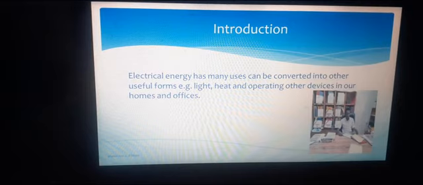electrical energy has many uses. It can be converted into other useful forms, e.g., light energy, heat energy, and operating other devices in our homes and in offices. Remember, in our homes, various appliances that we use require electrical energy, e.g., radio, television, laptops, and many others. Even the bulbs that we are using in our homes require electrical energy. That's the reason why we focus more on electrical energy in terms of electric current.